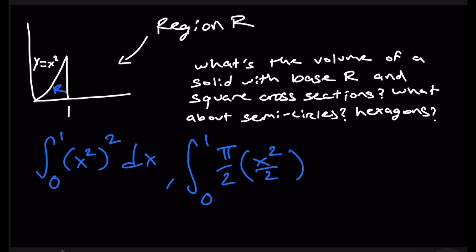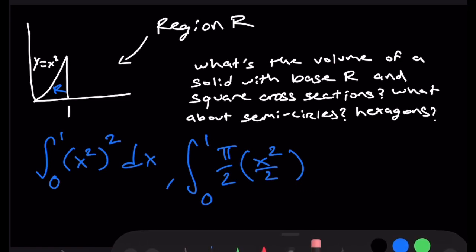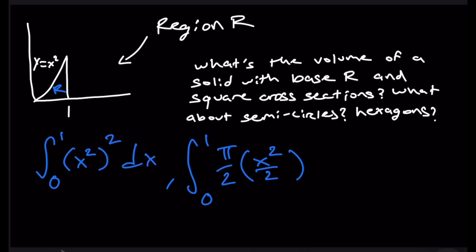And then finally, we have hexagons, and so that'll be the integral from 0 to 1. If you guys don't know this, the area of a regular or convex hexagon is 3√3 over 2 times a squared, where a is the side length. So in this case, we're going to have 3√3 over 2. Our side length is x squared, and we're going to square that. And that is the answer to that problem.